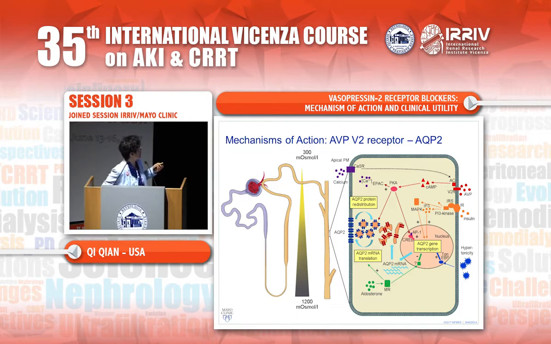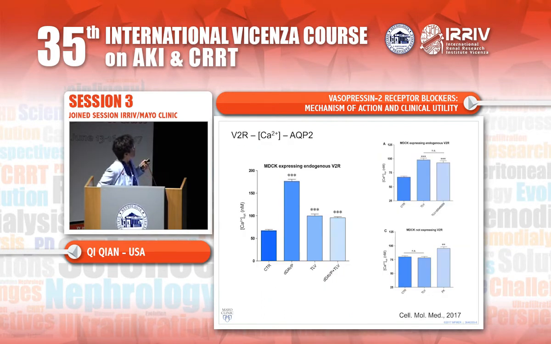Also importantly, vasopressin stimulates renin release in the juxtaglomerular apparatus. It also stimulates mesangial contraction and promotes mesangial proliferation. This is some information related to vasopressin V2 receptor stimulation-induced surge in intracellular cytosolic calcium concentration.